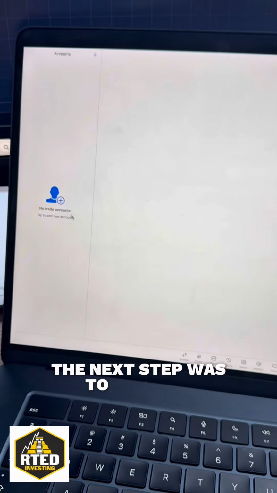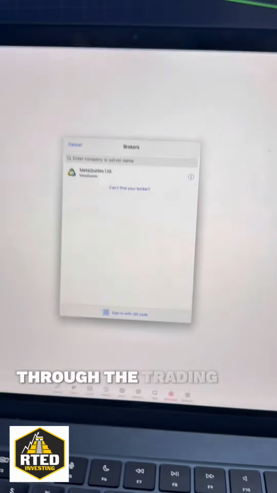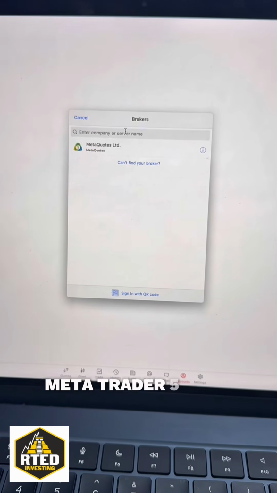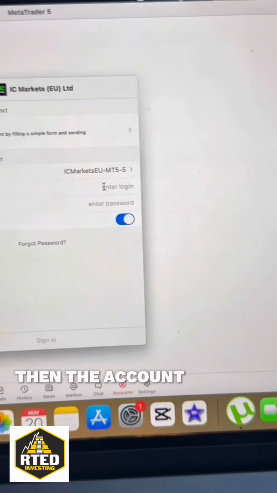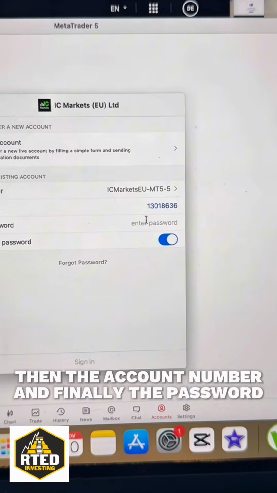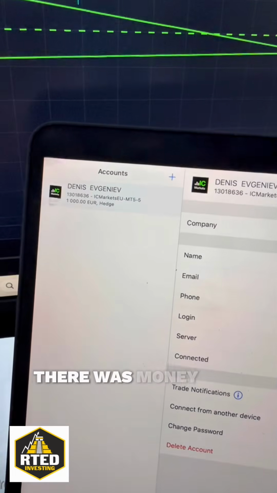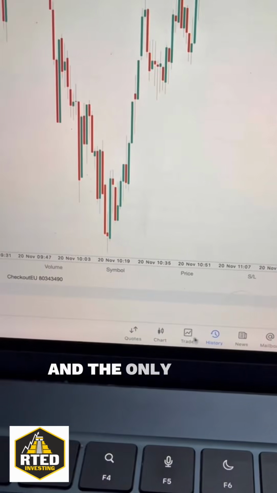The next step was to log into the trading account through the trading app called MetaTrader 5. First, I entered the broker's server, then the account number, and finally the password, and I logged into the account. There was money now in the account, and the only thing remaining was to start trading.